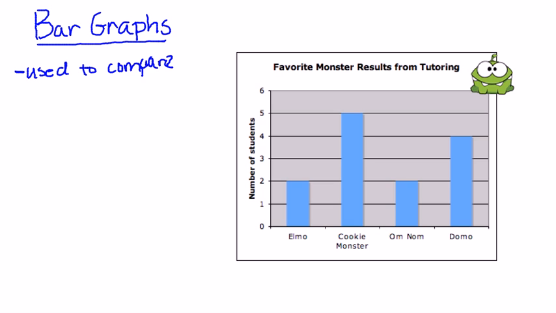And then I wanted to be able to compare and see what is the most favorite monster amongst my students at tutor. So I would want to use a bar graph to show that data because I can easily look at it and see the Cookie Monster by far is the favorite among the kids that come to Tuesday tutoring. So we use bar graphs to compare data. And data is basically the information that you collect. Like I might do a survey, or I might just have someone write something down and then I collect data that way.